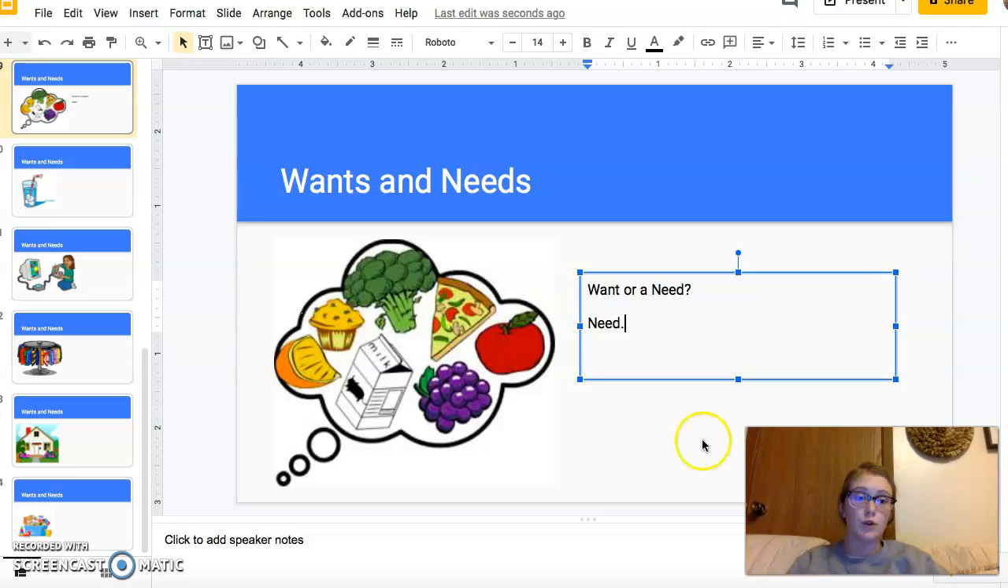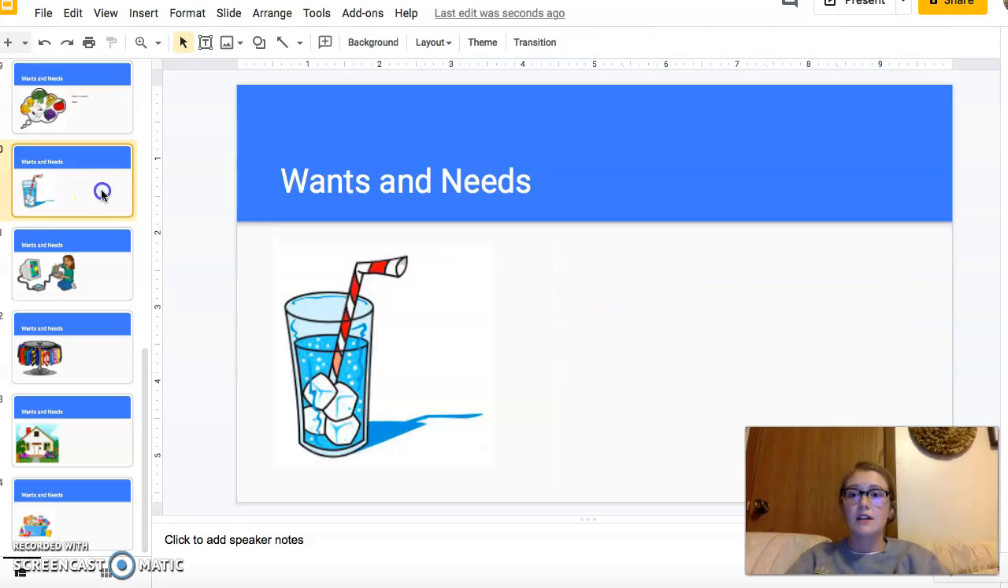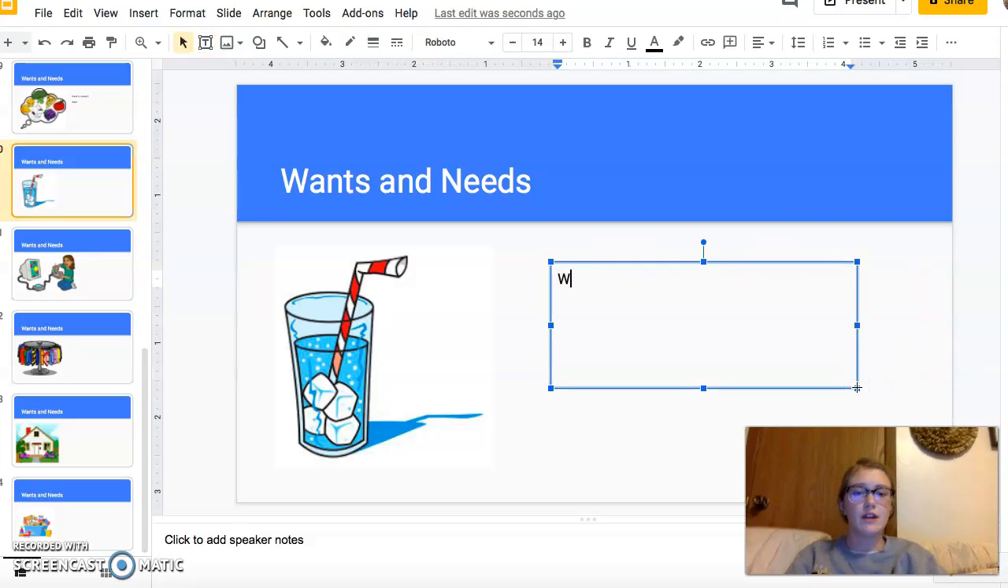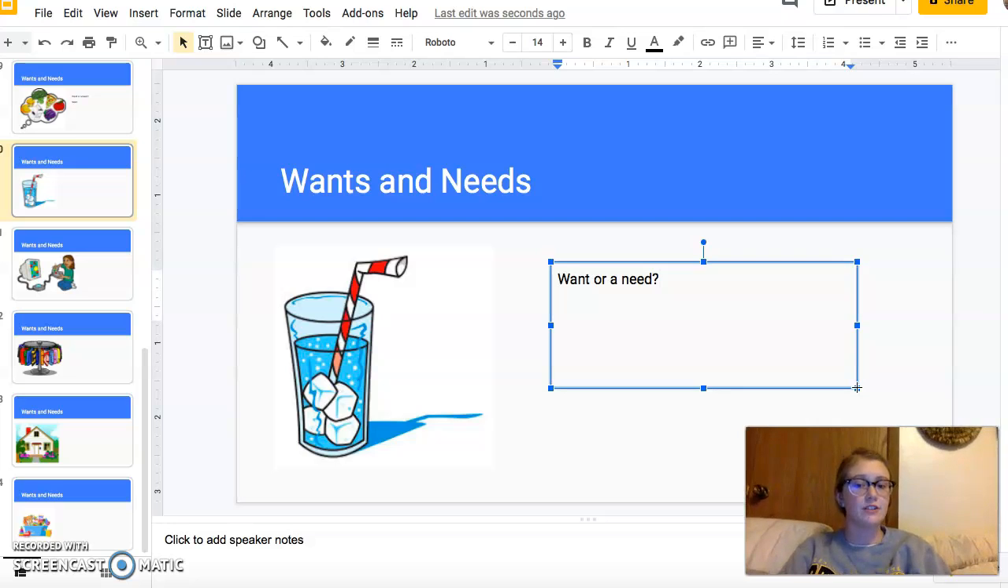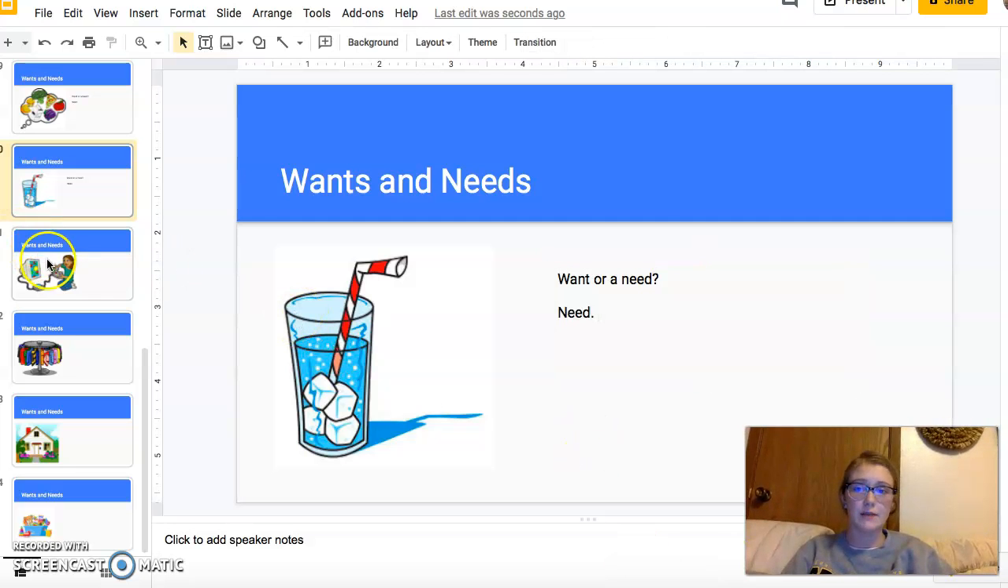We need food to survive, especially these foods in here. We need carbohydrates, vegetables, fruits, dairy products. We need all of it to survive. The next image that we have is water. Is water going to be a want or a need? Go ahead and write it down on your sheet of paper. So water is going to be a need. We need water to survive. We need to drink it.